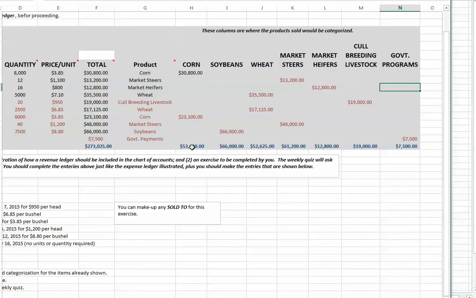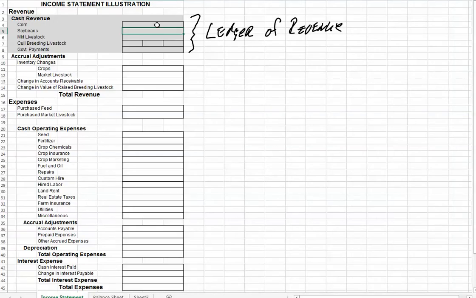Well, at the end of the year, you would get totals right here. Those totals would simply go right in these cells on the income statement. And that's where you actually get the numbers that go into the cash revenue.